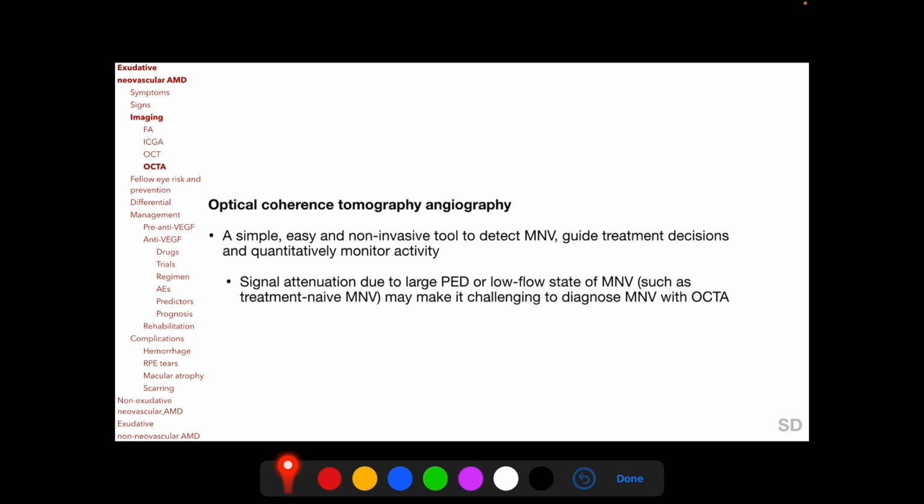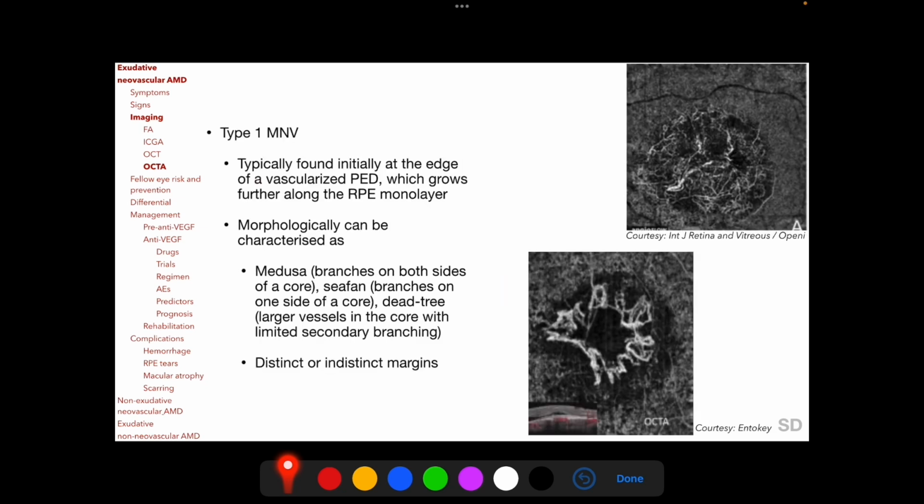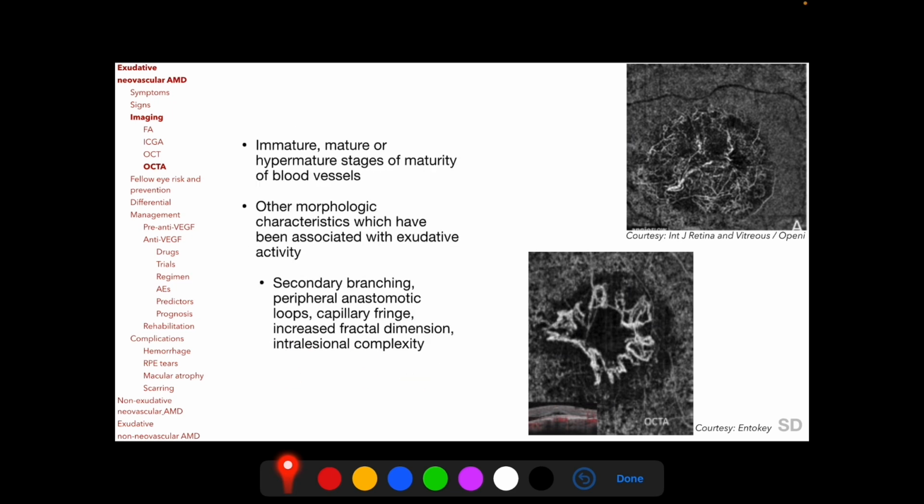This is particularly so with treatment-naive MNV, which have capillary-like immature vessels with low blood flow within them, which are difficult to be detected by OCTA. On OCTA, type 1 MNV typically is found initially at the edge of a vascularized PED, and both type 1 and type 2 MNV can be morphologically characterized by their shape, by their margins, whether distinct or indistinct, and by their constituent blood vessels, whether they are immature, mature, or hypermature.